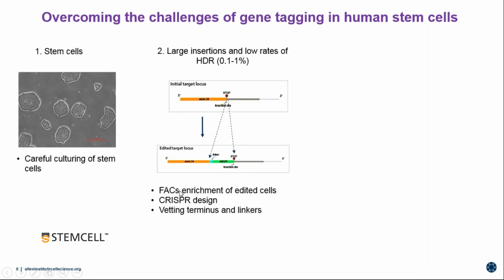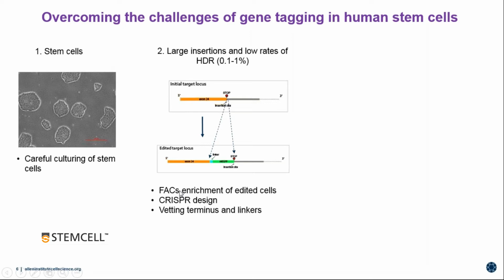So instead of trying to improve HDR, our strategy was to figure out a way to enrich for those cells that are edited. And again, our focus was not to perturb the cells too much. So we really did not want to play around with changing this DNA repair mechanism in the cell. Instead, we just scaled up our transfection so we get enough cells to move forward with our gene editing.